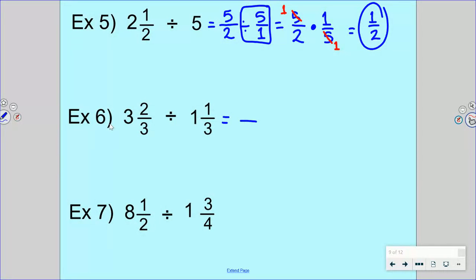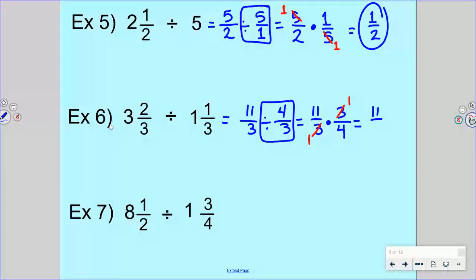On number 6, again, very first step, simply rewrite. 3 2/3 can be rewritten as 11/3. 1 1/3 can be written as 4/3. Now we will go ahead and recall that dividing fractions essentially means multiplying by the multiplicative inverse, which becomes 3 over 4. Cross-canceling with the 3's, leaving us with 11/4, which is a good answer, but it's not a great answer. There would be our great answer in simplest form.